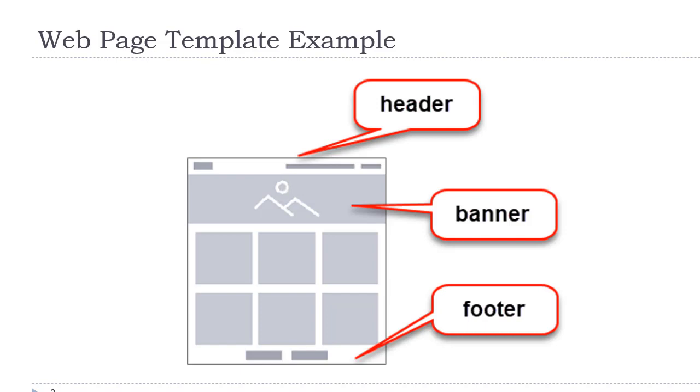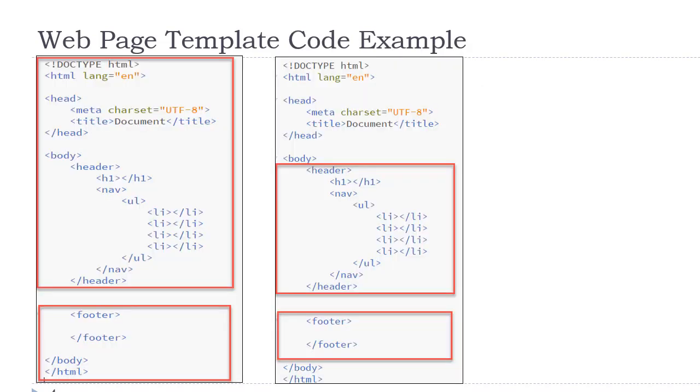To better demonstrate this, let's take a look at this wireframe. You see that there is a header section, and below that there is a banner, and at the bottom there is a footer. Now, the content on every page in this website may change, but there are certain parts of it that typically remain the same. Therefore, we can build a template for the web page.